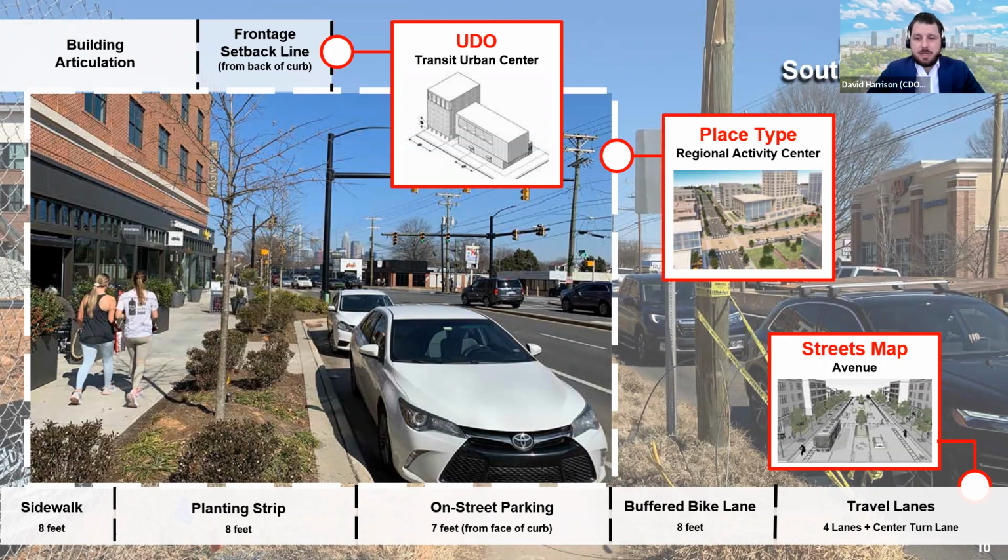So this describes at a high level how it all works together and how our mobility policies and the streets map work in concert with the UDO to implement the vision of how we see our streets evolving as land development occurs over time.